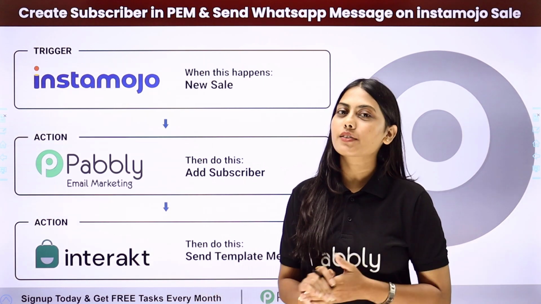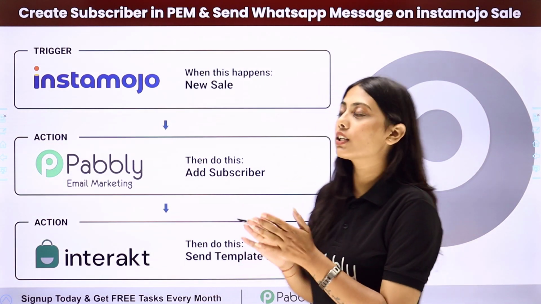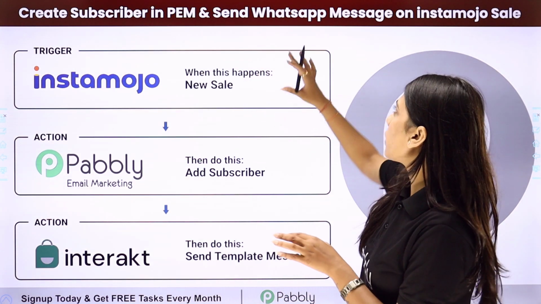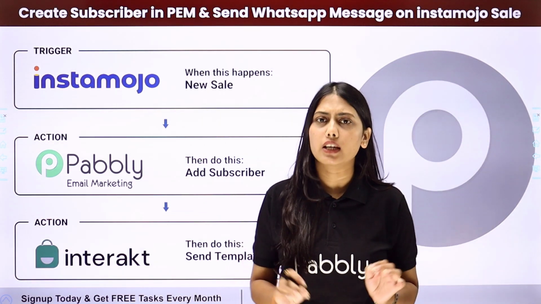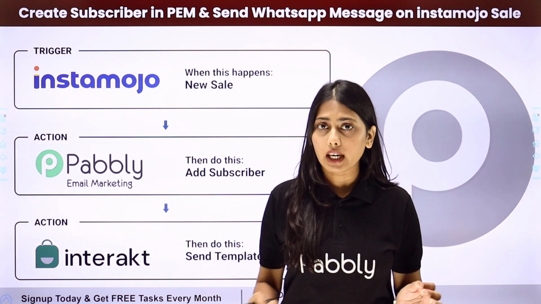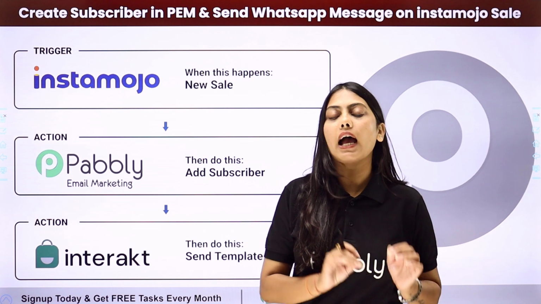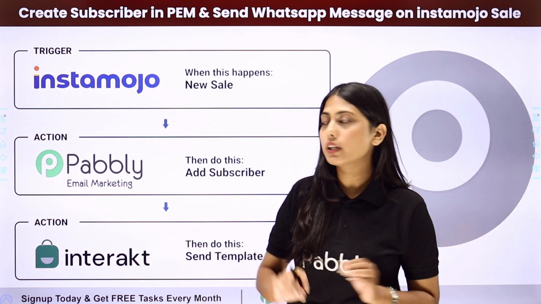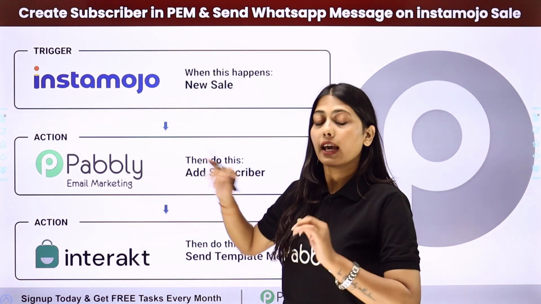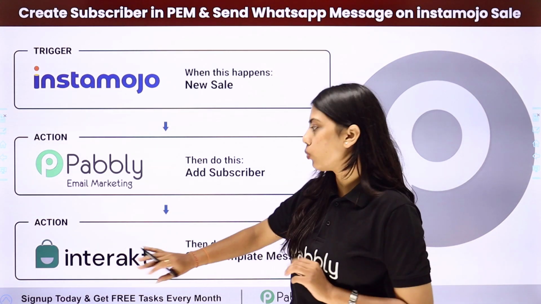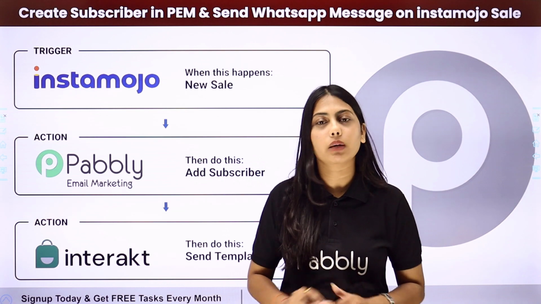Hello everyone, in this video we are going to learn how you can create a subscriber in Pabbly Email Marketing and send a WhatsApp message on an Instamojo sale. Whenever a payment is successfully done or a sale is successful from Instamojo, you will add that customer as a subscriber in your Pabbly Email Marketing, and then you can send a notification or a confirmation message on WhatsApp using Interact to that customer about that sale.